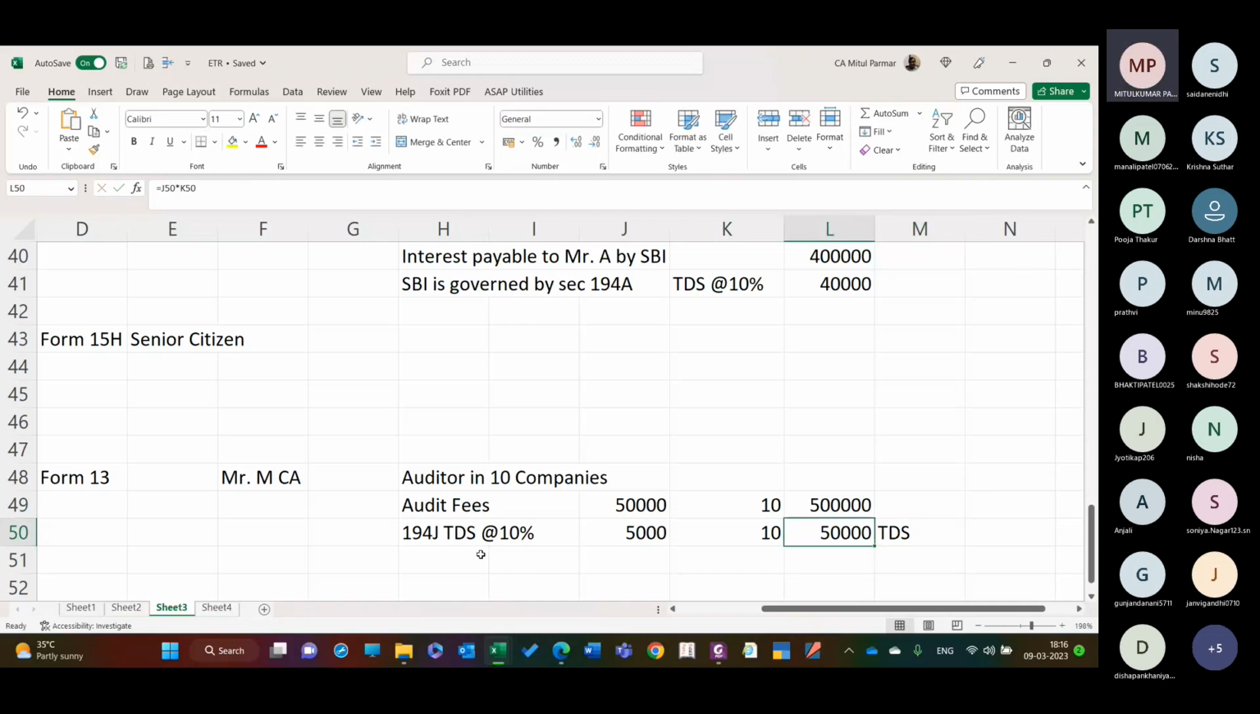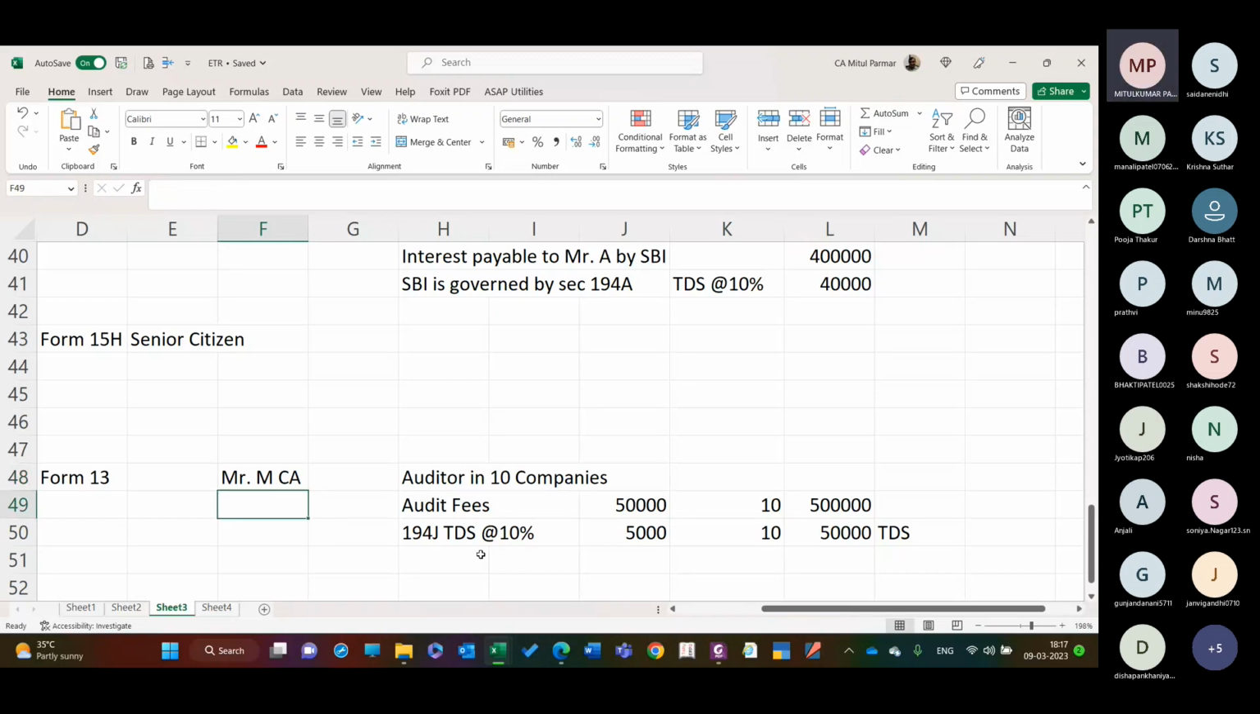Now this 50,000 is deducted by 10 companies. They will deposit it as per the due date to the government, and they will file the TDS return. Once they file the TDS return, they will show the PAN of Mr. M against which 5,000 was deducted by each of the 10 companies. And then, as mentioned against Mr. M's PAN, this 50,000 TDS will be reflected in Mr. M's account.